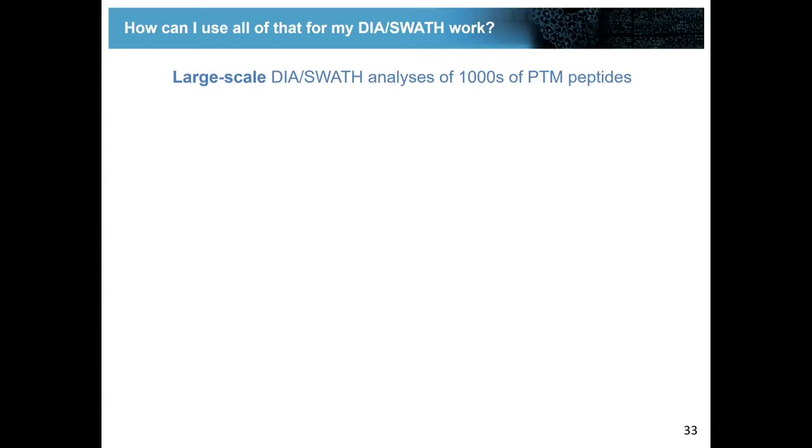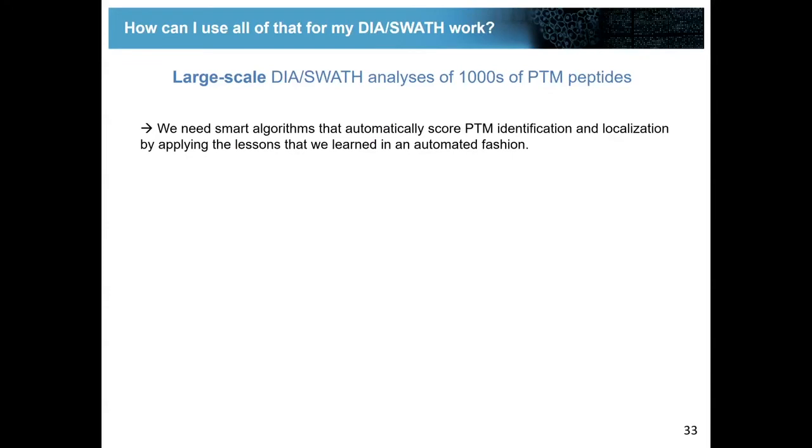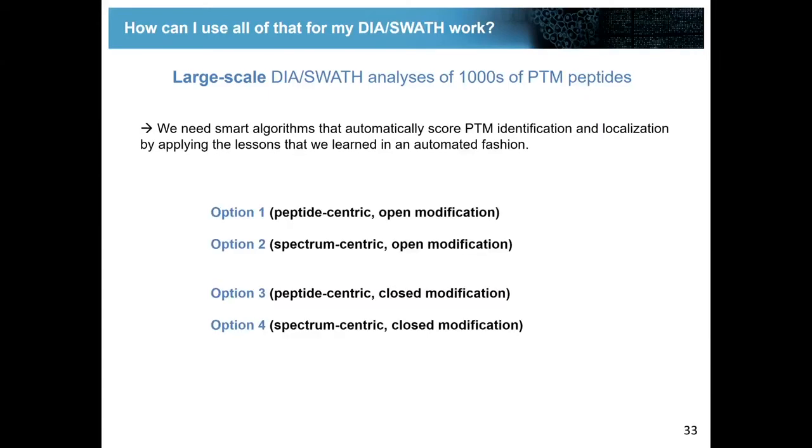Now, what most people want to do, why they use DIA-SWATH actually, is because you can go large scale and you can analyze thousands of PTM peptides. And then, of course, what you need is an algorithm that does the scoring for you. You cannot manually go through these data. You cannot order all synthetic isoforms for every peptide and all of that. So we need smart algorithms that do that. And there are actually 4 different ways how you can automatically analyze PTM SWATH data, and George will tell you much more about it, so I just very briefly would like to mention this.